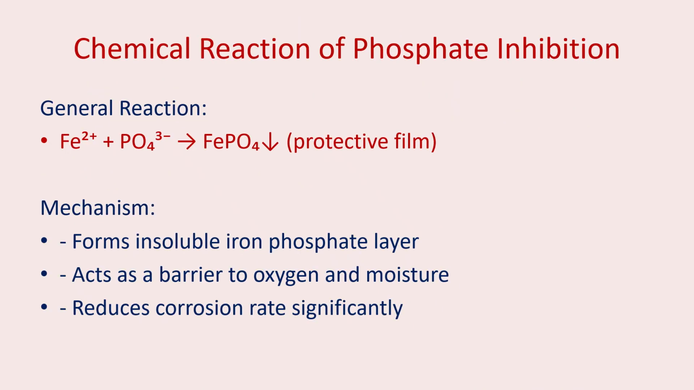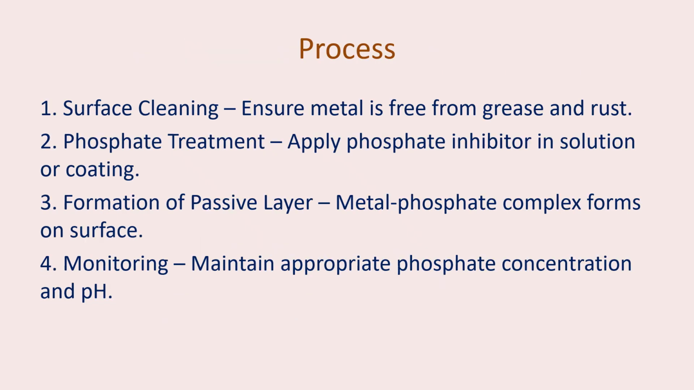What is the chemical reaction of phosphate inhibition? Iron 2 plus, simply we can say, gives iron phosphate, which is a protective layer. It forms an insoluble iron phosphate layer that acts as a barrier to oxygen and moisture, that is, it is corrosion resistant and significantly cuts down the corrosion process. The process involves surface cleaning, phosphate treatment, formation of the passive layer, and then monitoring, where we check for the appropriate concentration and everything.